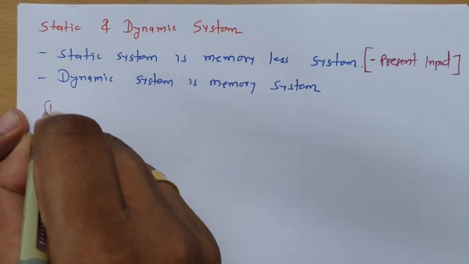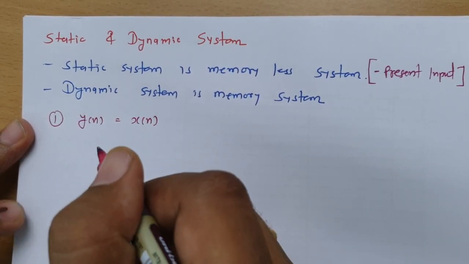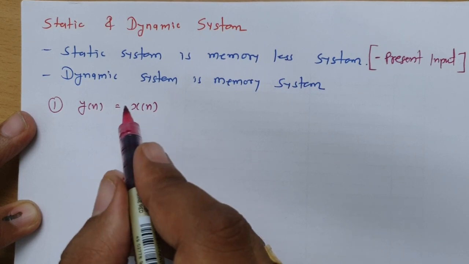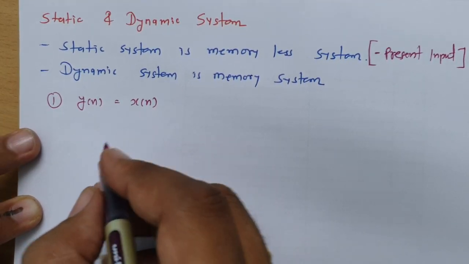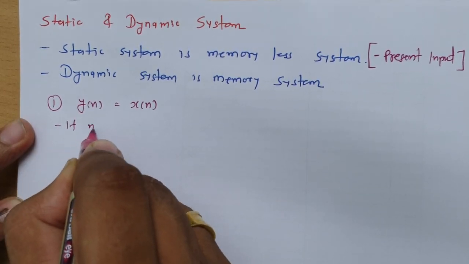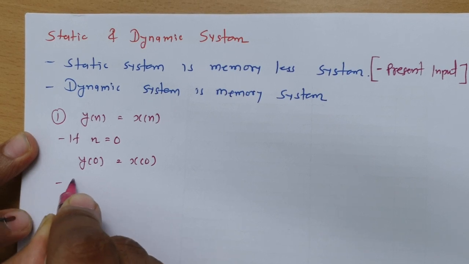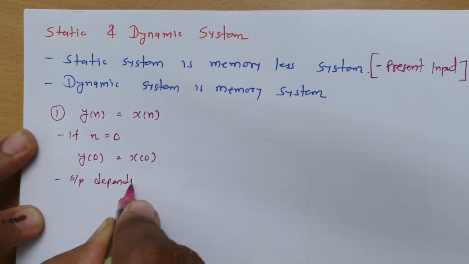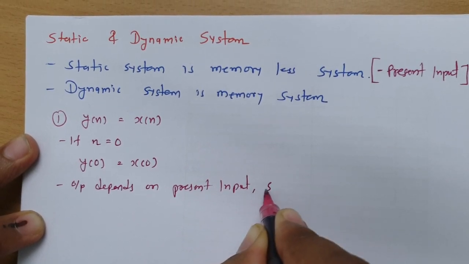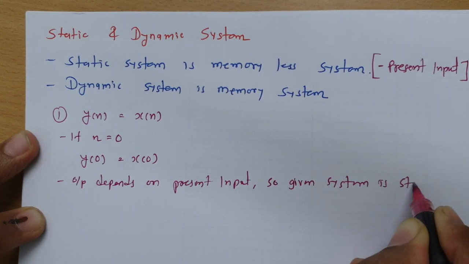Like see, in first example, if I consider y of n is equals to x of n. So directly from this we can say output is only depending on present input. So this is what? Memoryless system. And to check it, all we can do is you can place n is equals to 0. So if n is equals to 0, you will be finding y of 0 is equals to x of 0. So output depends on present input. So given system is static.